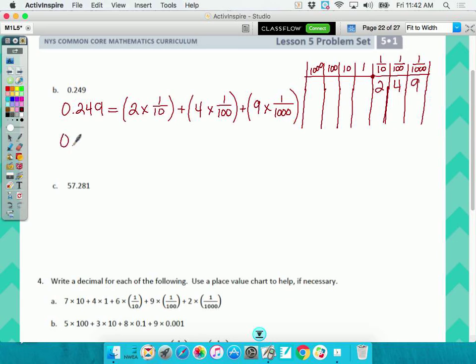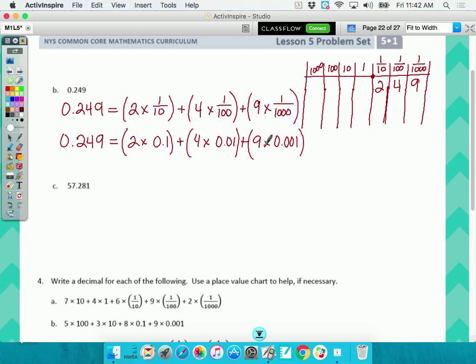Then underneath it, I want you to write decimal expanded form. So the only thing I change is what, boys and girls? The fractions! The fractions change to decimals. And you're right, the zeros move. Then you just copy everything else down.